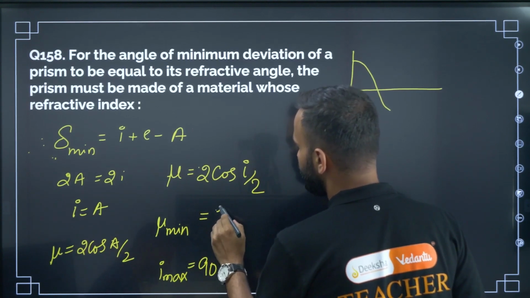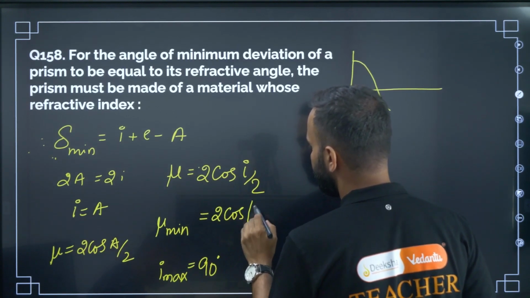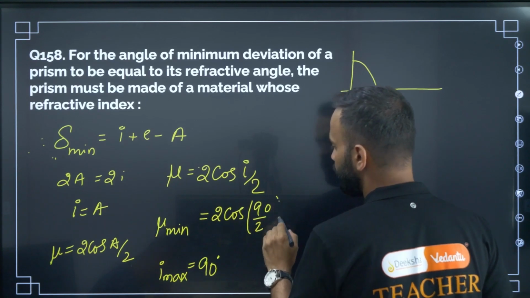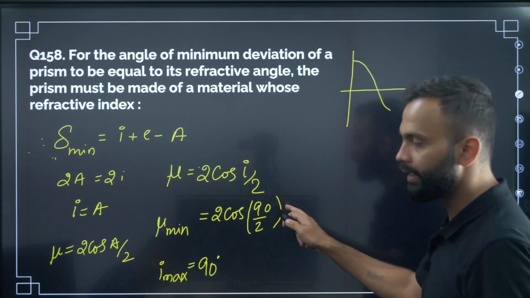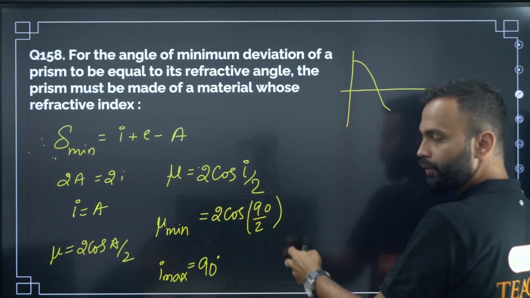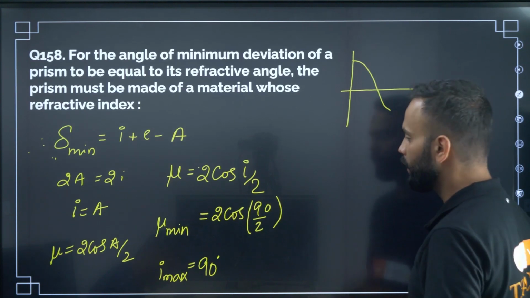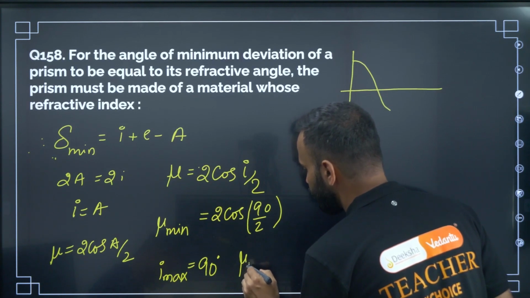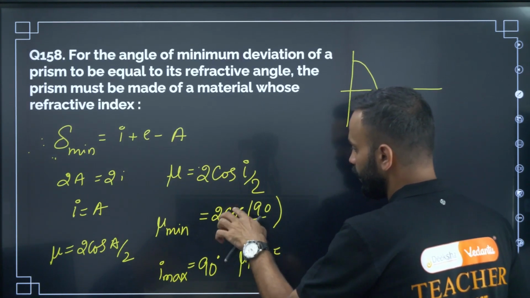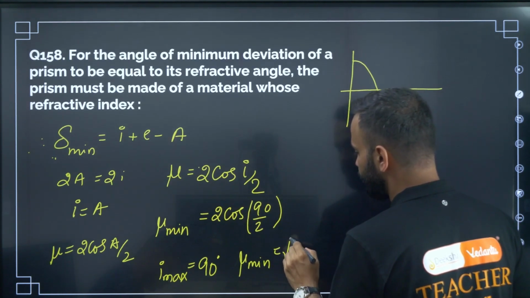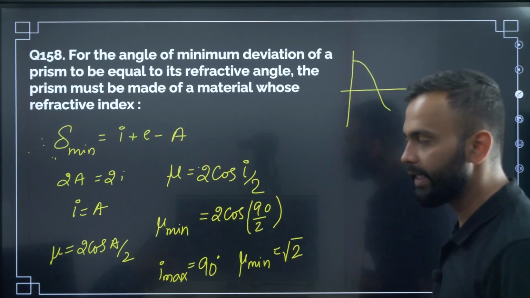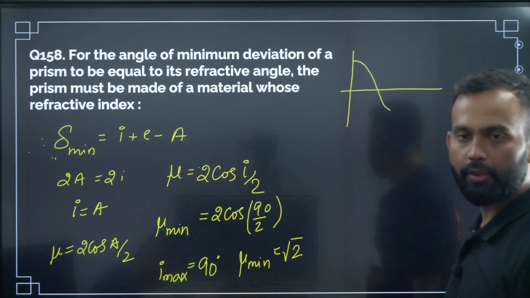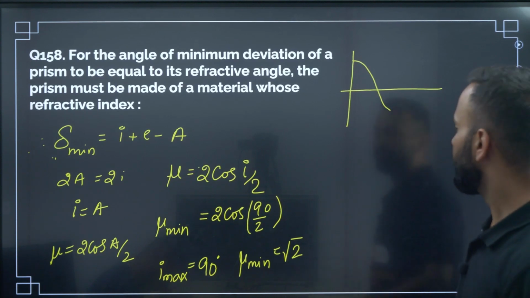So mu minimum equals 2 cos 90 by 2. 90 degrees by 2 is 45 degrees. Cos 45 degrees is 1 by root 2. So 2 by root 2 is root 2. So the minimum value of the refractive index of the prism is root 2. Now we have found the minimum value of the refractive index. Let's find the maximum value of the refractive index.